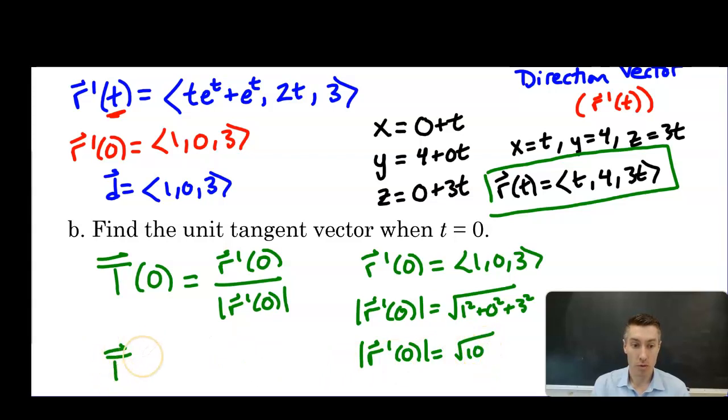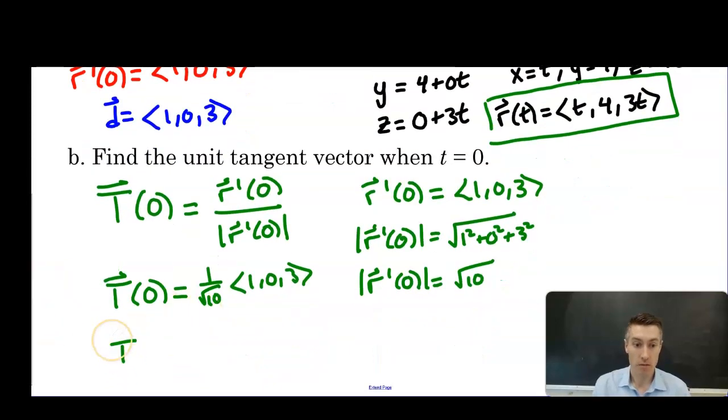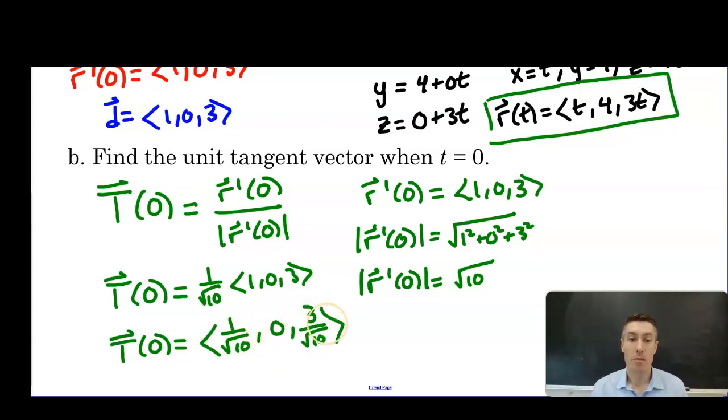So then our unit tangent vector is going to be 1 over the square root of 10 times the vector ⟨1, 0, 3⟩. And if we want to distribute that out, the unit tangent vector at 0 will be ⟨1 over the square root of 10, 0, 3 over the square root of 10⟩. Okay, so that's our tangent vector that has a magnitude of 1.